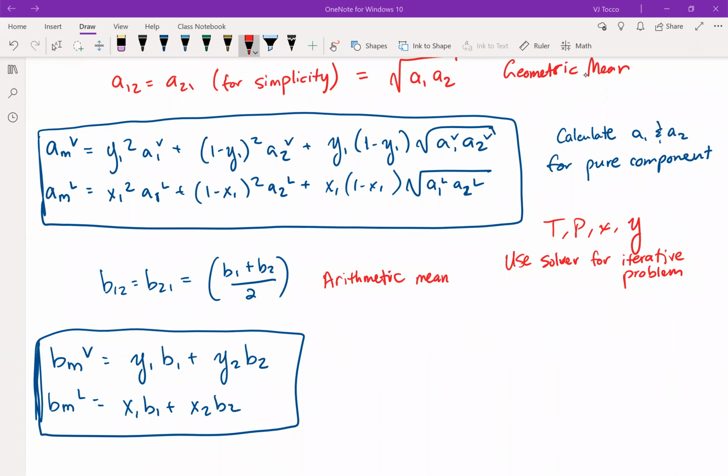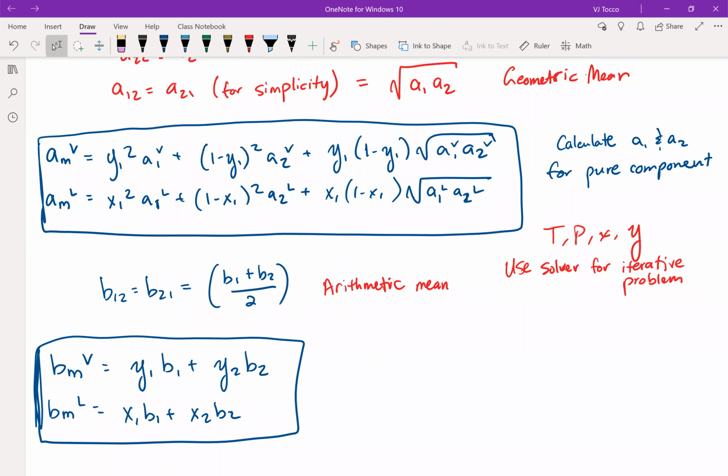All right, I stopped the last video in a little bit of an awkward spot, so I'm just going to pick up exactly right where I left off. And where I left off is we were calculating the A and B parameters for the mixture in the Peng-Robinson equation of state or the van der Waals equation of state, or the other equations of state that use the same A and B parameters.